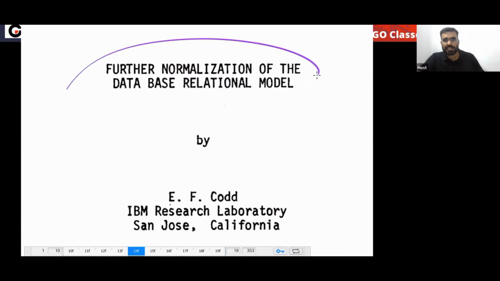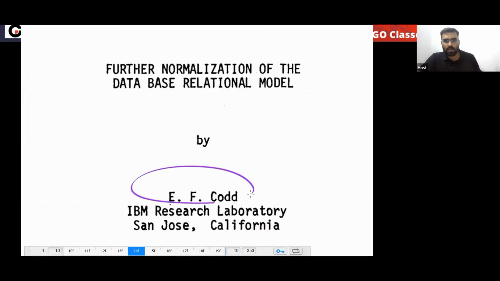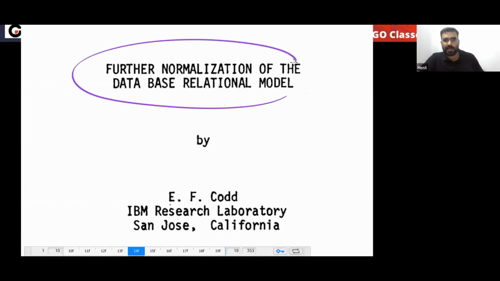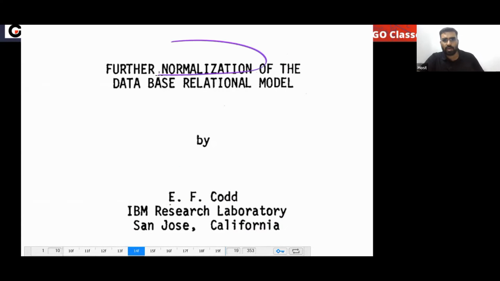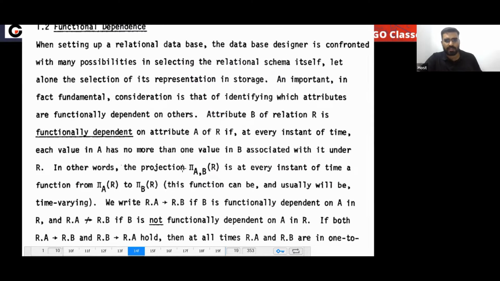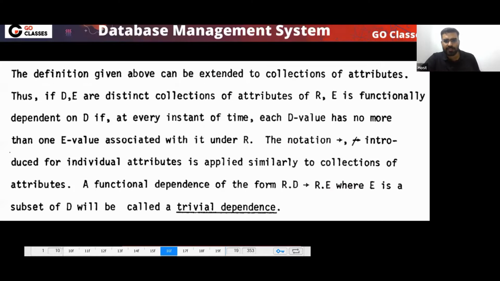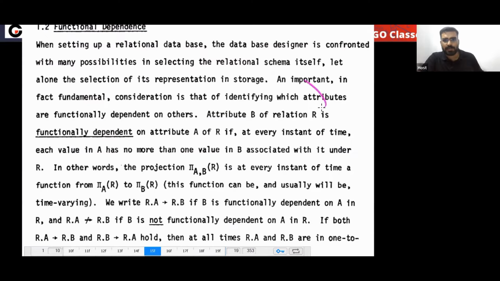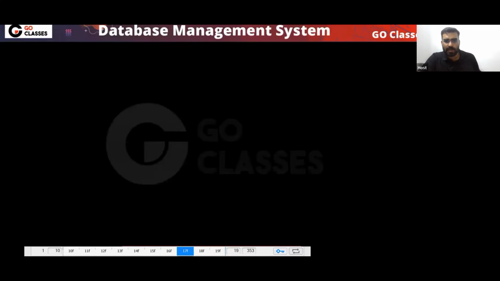You can notice this is the research paper, the original research paper by Codd on normalization. You can read all the concepts that we have already seen. We have seen the concept of functional dependency, right? This functional dependency concept was given by Codd in this paper.